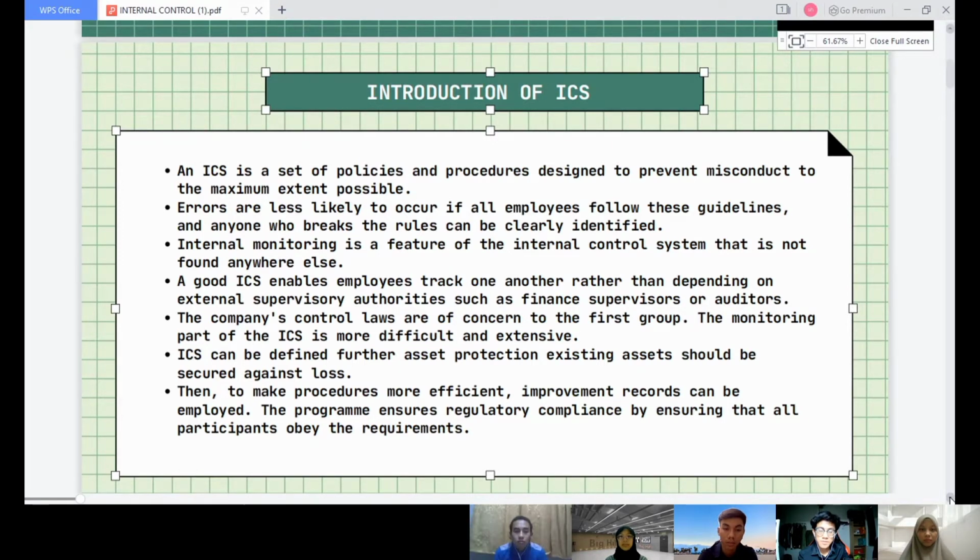Existing assets should be secure against loss. Then, to make procedures more efficient, improvement records can be employed. The program ensures regulatory compliance by ensuring that all participants obey the requirements.